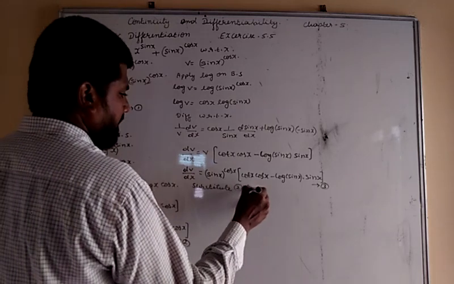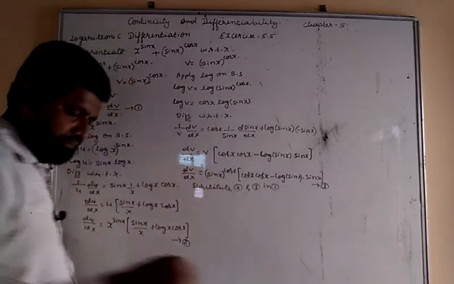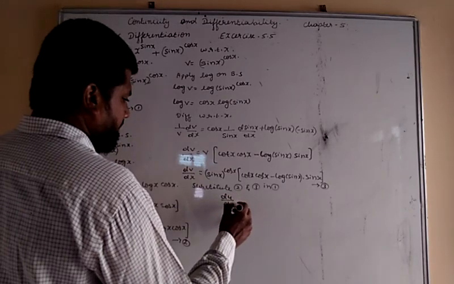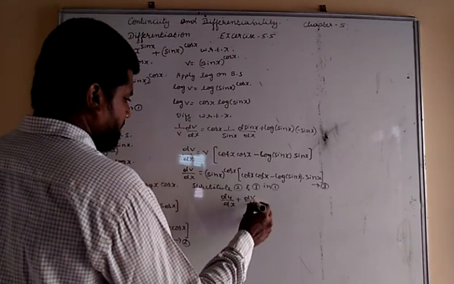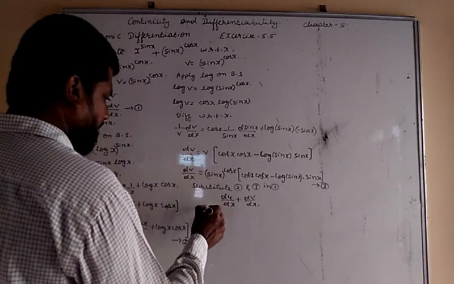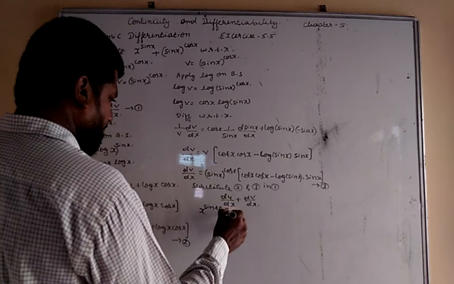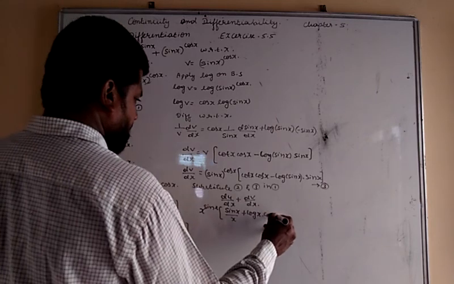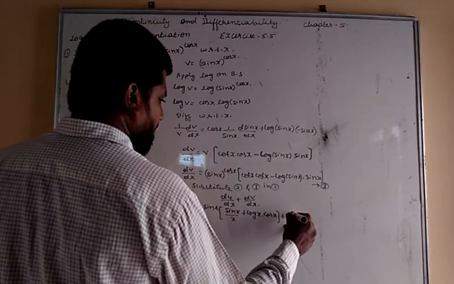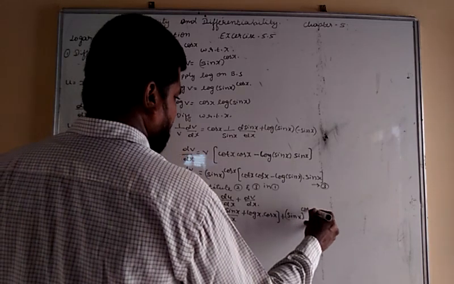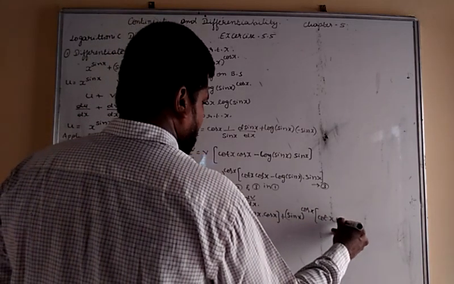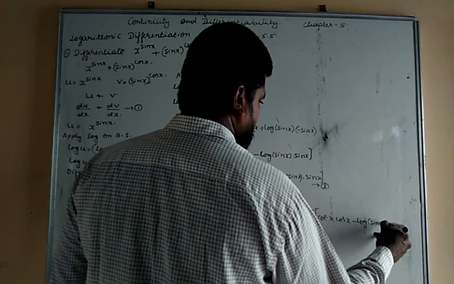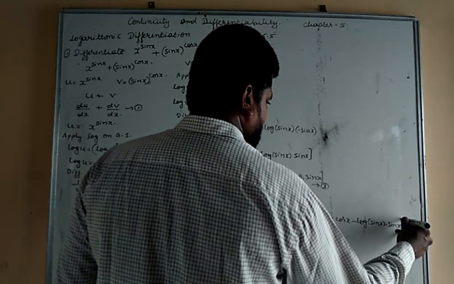Substitute 2 and 3 in 1. So du by dx plus dv by dx. So let us substitute x to the power of sin x into sin x by x plus log x into cos x, plus (sin x) to the power of cos x into cot x into cos x minus log of sin x into sin x. So this is the answer.